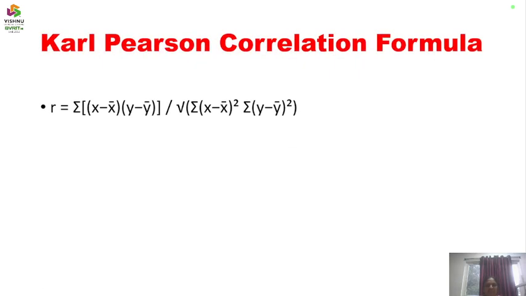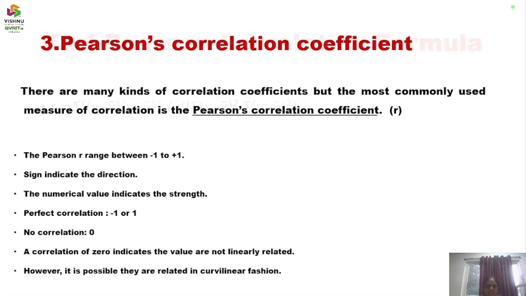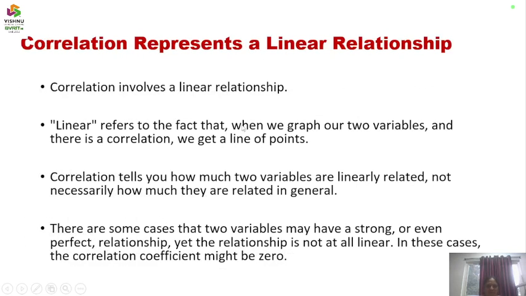Then the Karl Pearson correlation formula. Next, the Pearson correlation coefficient. The same as that, but here I'll show you the formula. There are many kinds of correlation coefficients, but this is the Pearson correlation coefficient. See, the values will all be the same. Now, correlation involves linear relationships, so that's the main thing. The linear refers to the fact that when we graph our two variables and there is correlation, we get a line of points, and the correlation tells how much the two variables are linearly related. You can see that here.